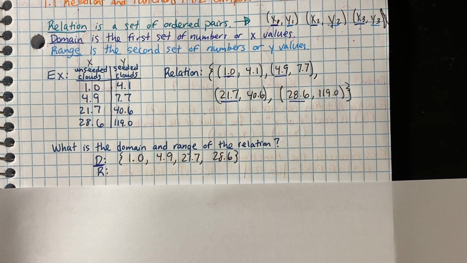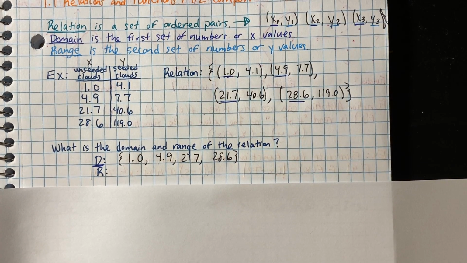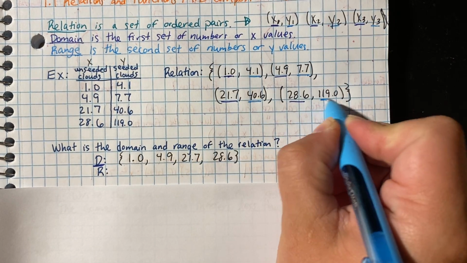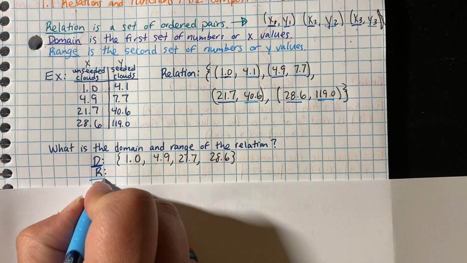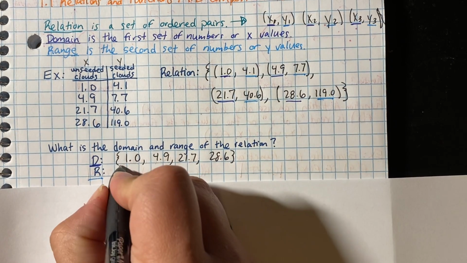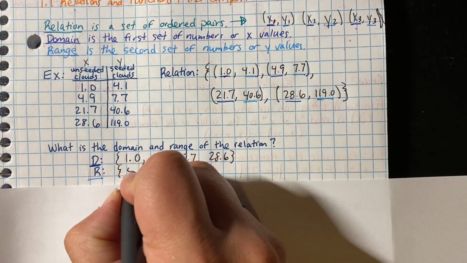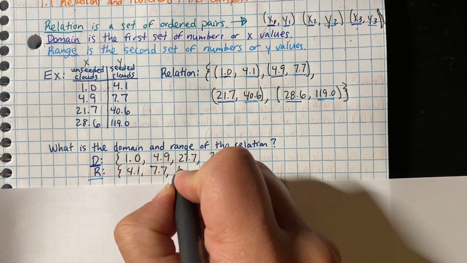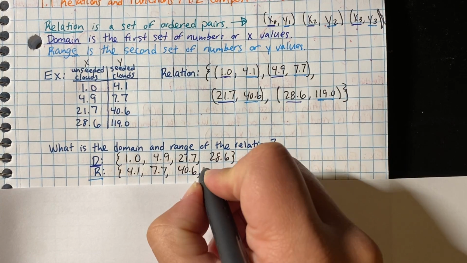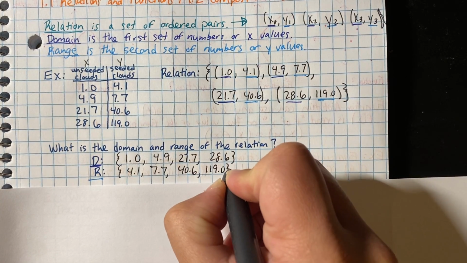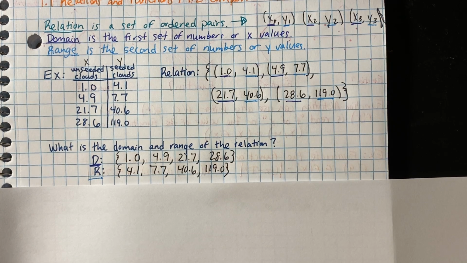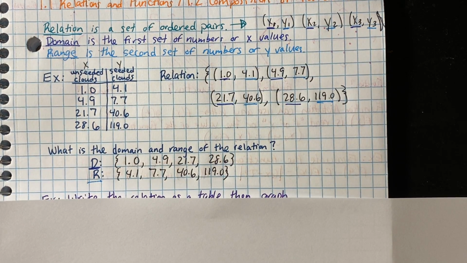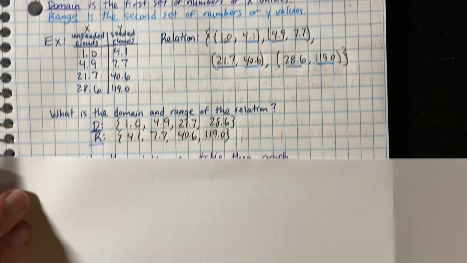There's your domain. Okay. My range is going to be all of the y numbers, which is just the second number. Okay. Here's my range. Same thing. Just write a list of them. All right, so that is writing a relation and domain and range.